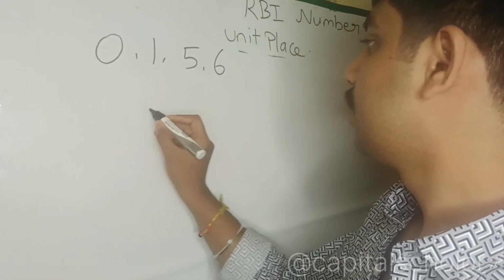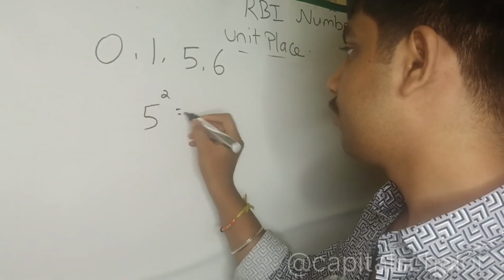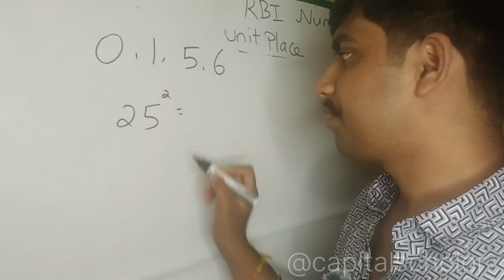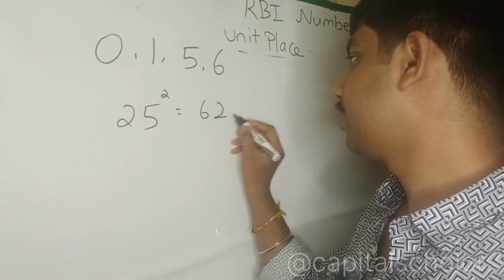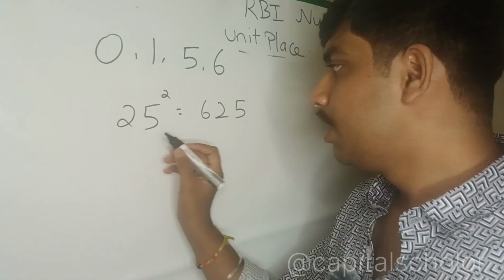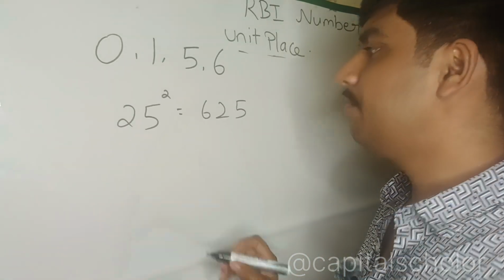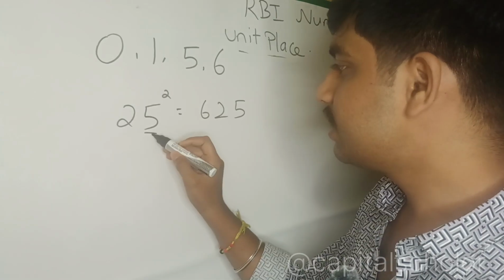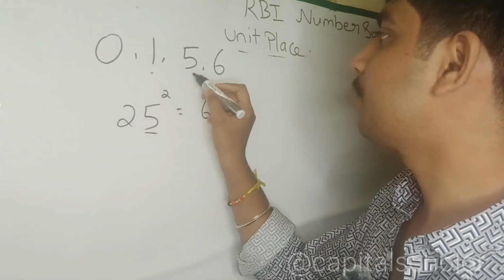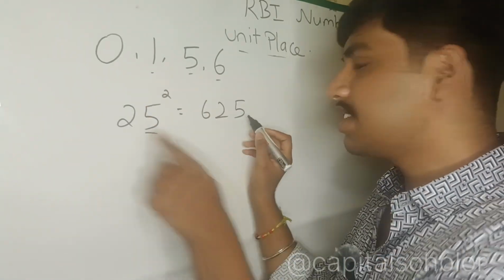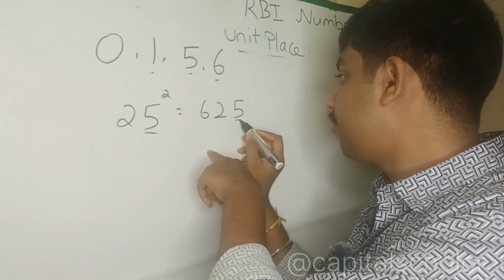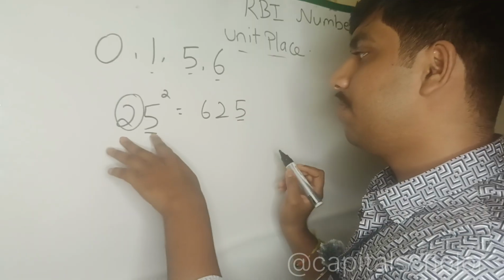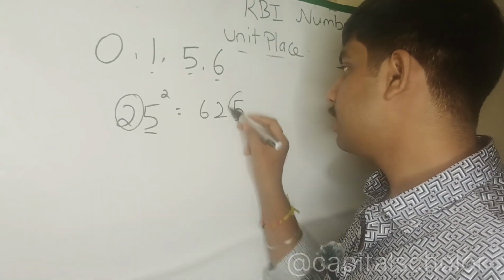For example, 5. If they ask what is the unit digit place of 25 squared, it is 625, right? 25 squared is 625. First you must focus only on the last number, the unit number. If the last digit ends with 0, 1, 5 or 6, then the answer will also end with the same digit. See, 5, ignore the 2. 25 into 25 is 625, so the last number is 5.